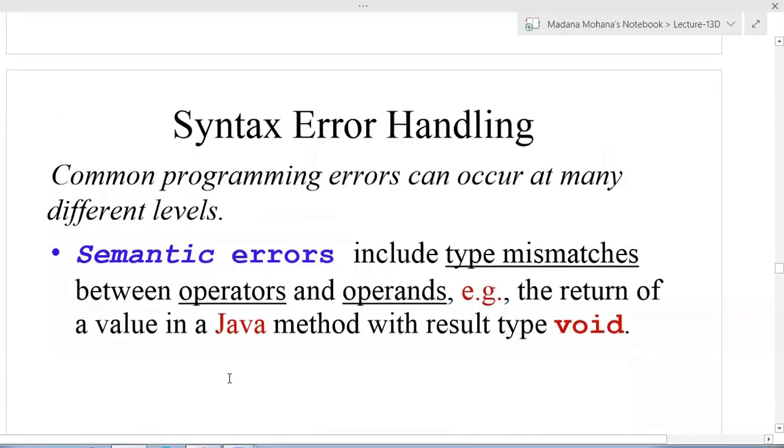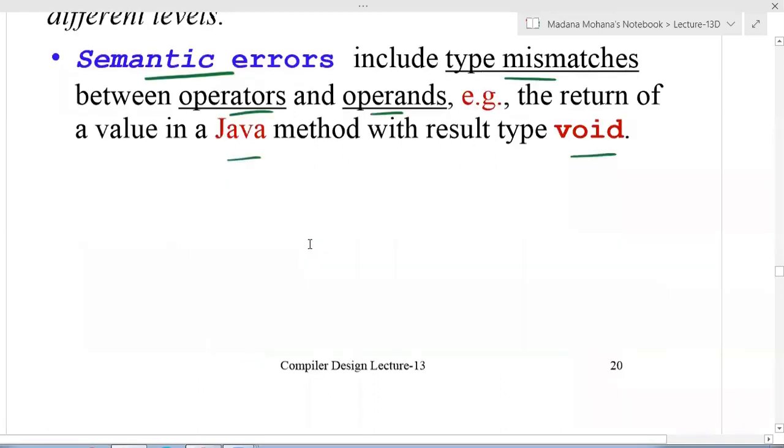Then the third type of common error is called semantic error, which is related to the third phase, semantic analysis, which includes type mismatches between operators and operands. For example, the return of a value in a Java method with the result type void. So the type mismatch between operators and operands. These are all handled in the third phase of the compiler, that is semantic analysis.